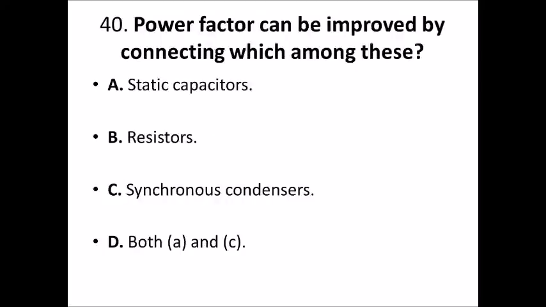40th bit. Power factor can be improved by connecting which among this? Option A, static capacitors. Option B, resistors. Option C, synchronous condensers. Option D, both A and C. Answer guess cheyandi. Answer option D, both A and C.